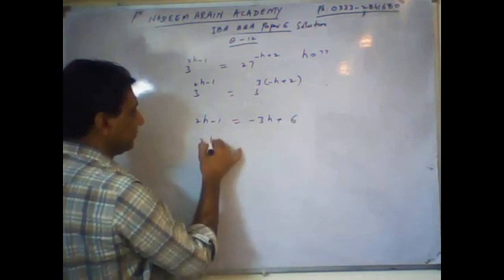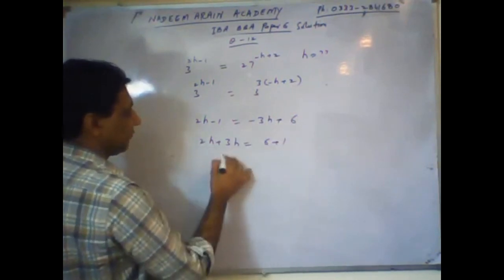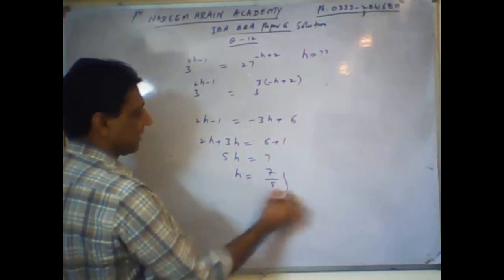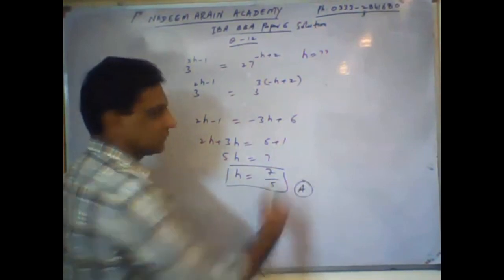Bring it here. 2h plus 3h is equal to 6 plus 1. So 5h is equal to 7. So h is equal to 7 over 5. That is option A. Thank you.